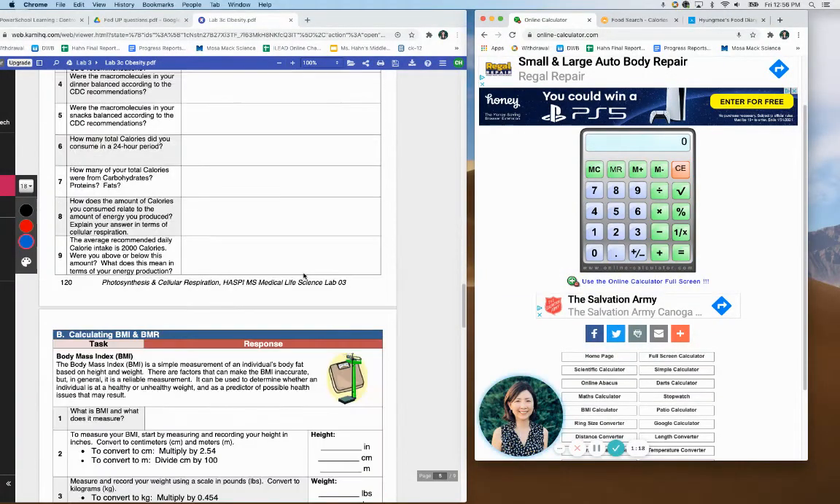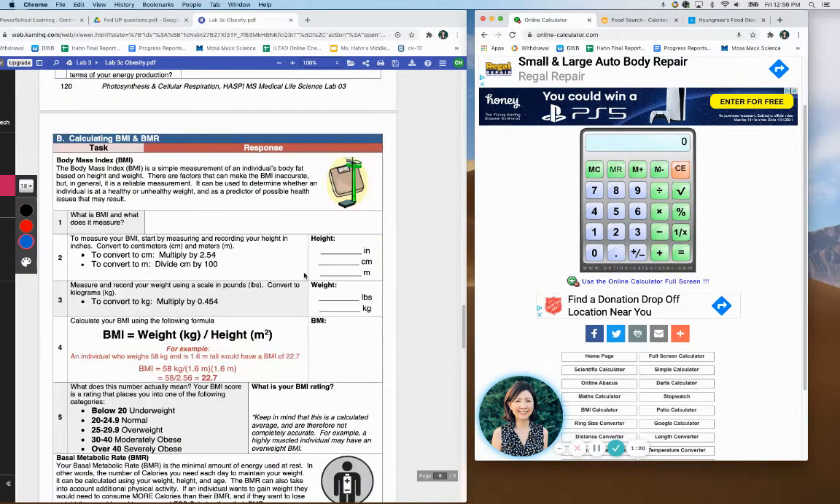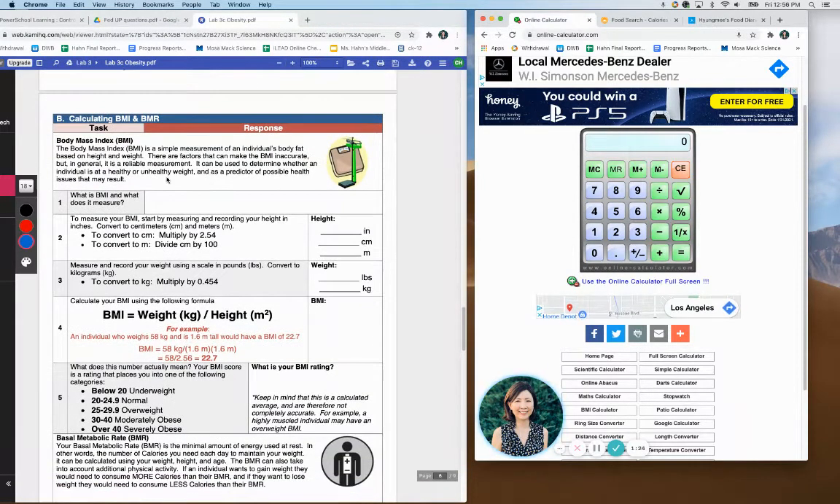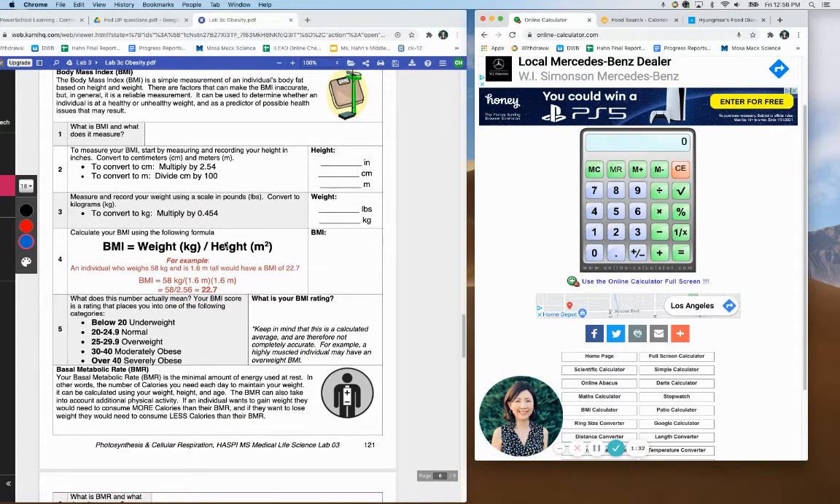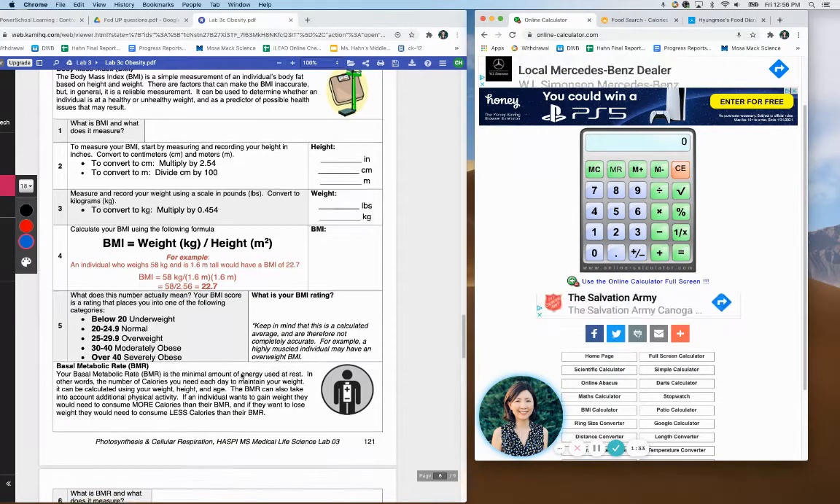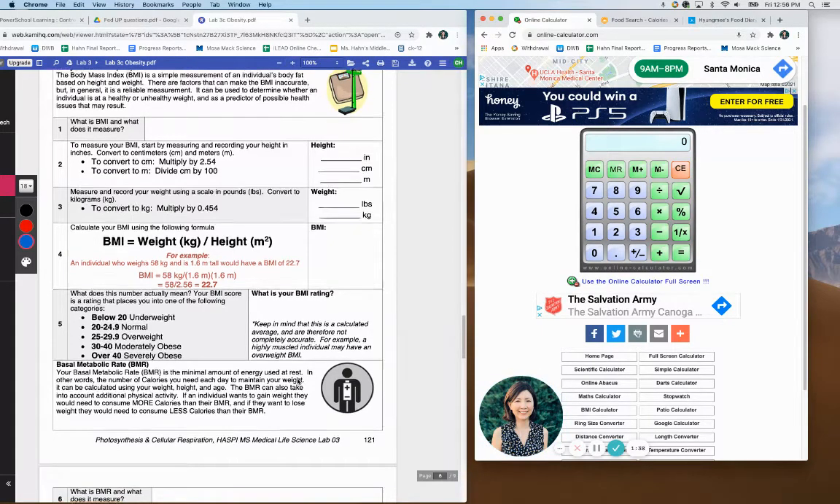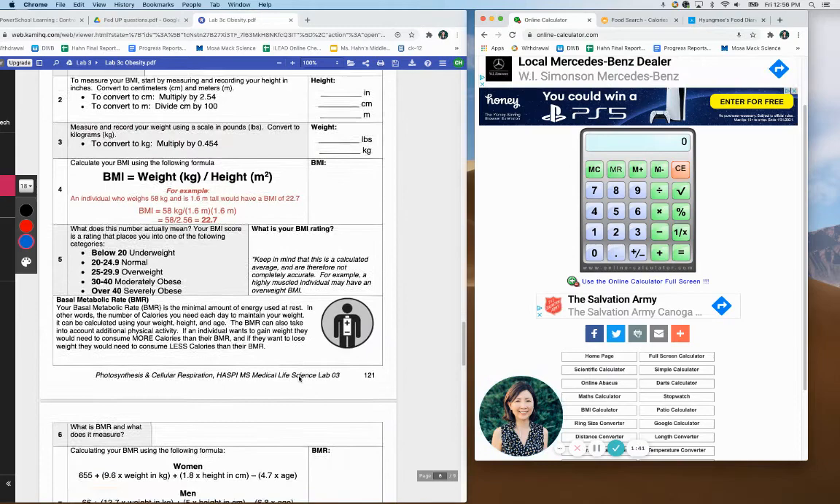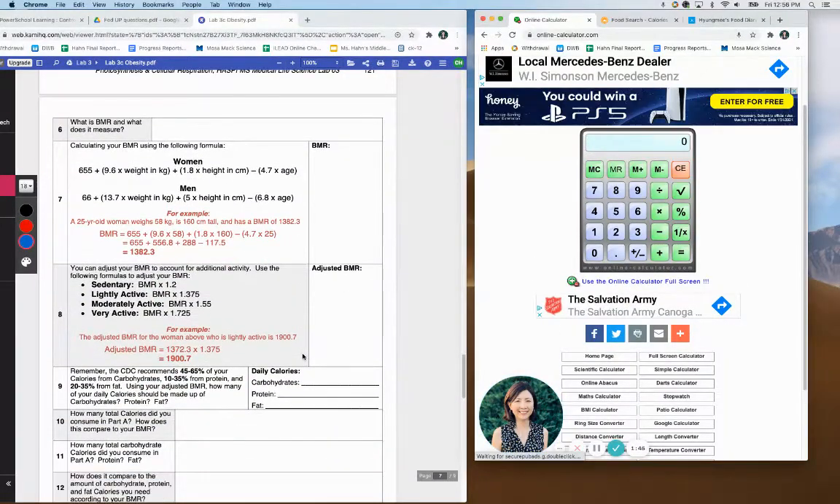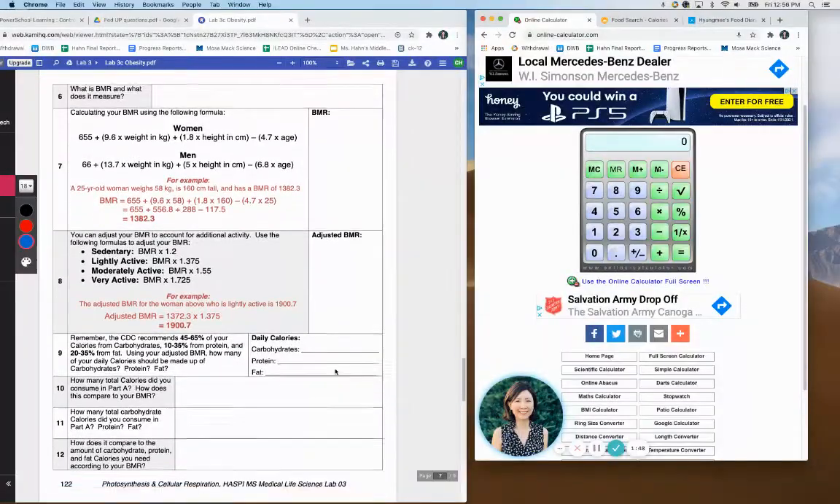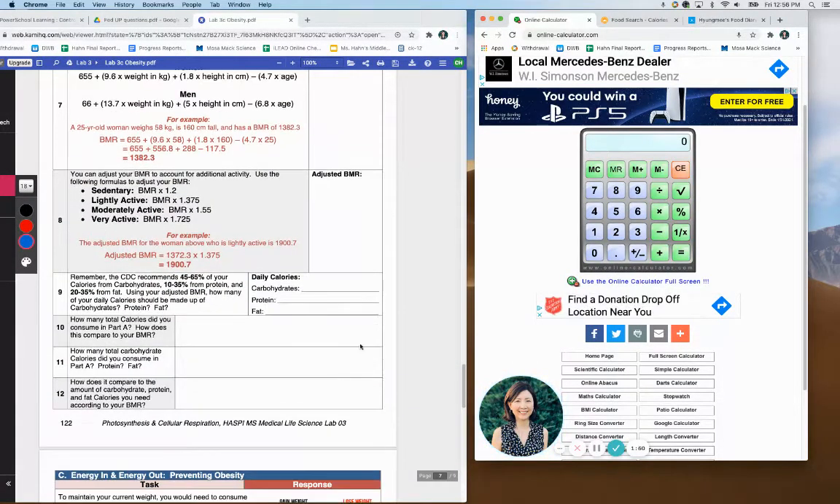and answer some questions. And then in part B, you're going to be calculating your BMI and your BMR. BMI is body mass index, how much fat you have based on your height and weight, and your BMR is how much energy your body uses when it's at rest. And then you're going to use those two calculations to figure out how many calories your body needs to maintain its current weight.